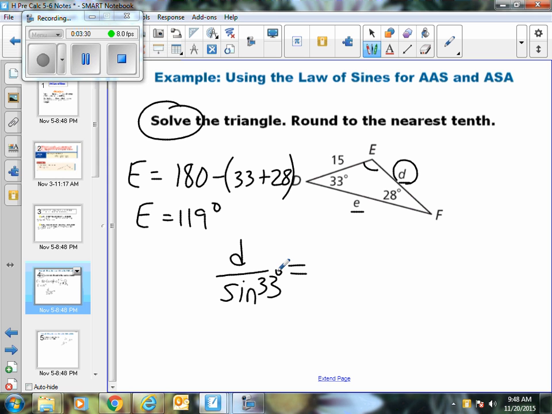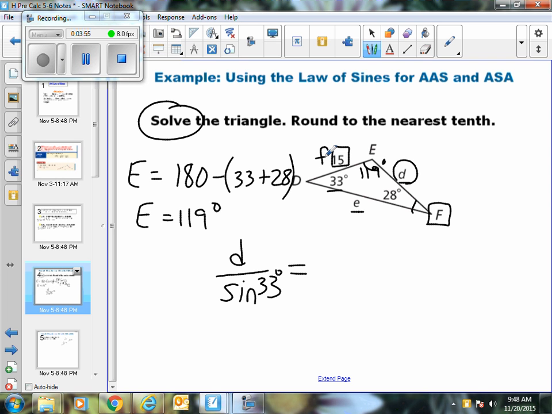So little d is to the sine of angle d, the angle that's opposite it, as when we take a look at the one we know everything about. I know angle E is 119 degrees. I had to figure that out, but I know it. And the side opposite is E, so I don't have that. But look at F. I have angle F, it's 28 degrees, and I know the side opposite it, little f, is 15. So F is the one I know everything about, so that's the one I'd want to use in the proportion.